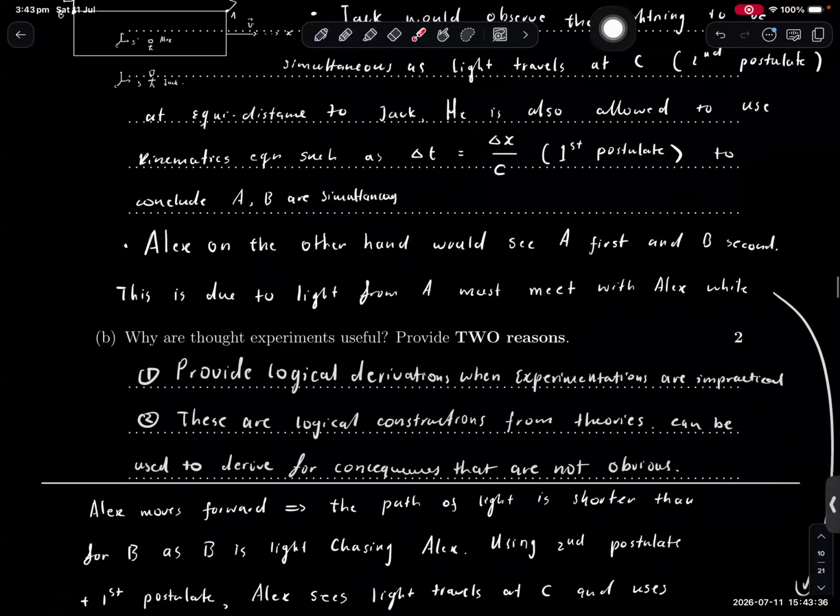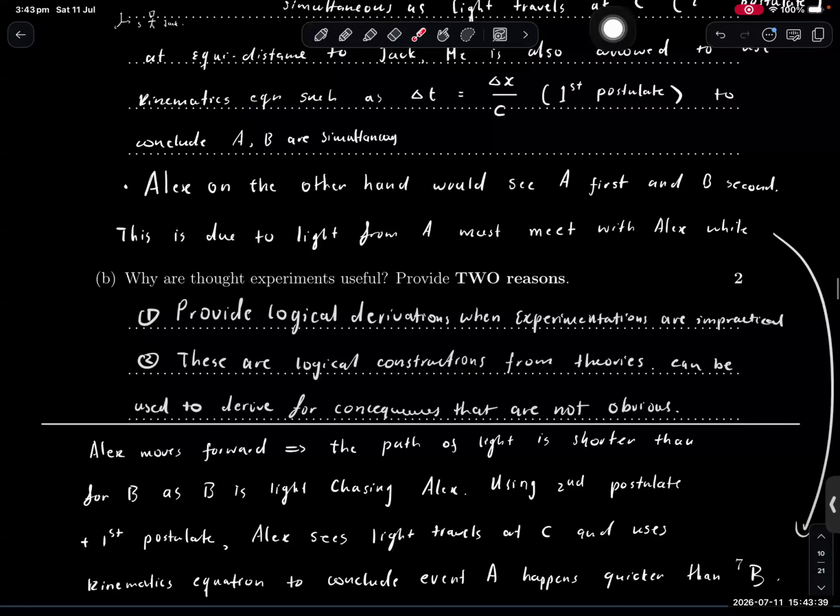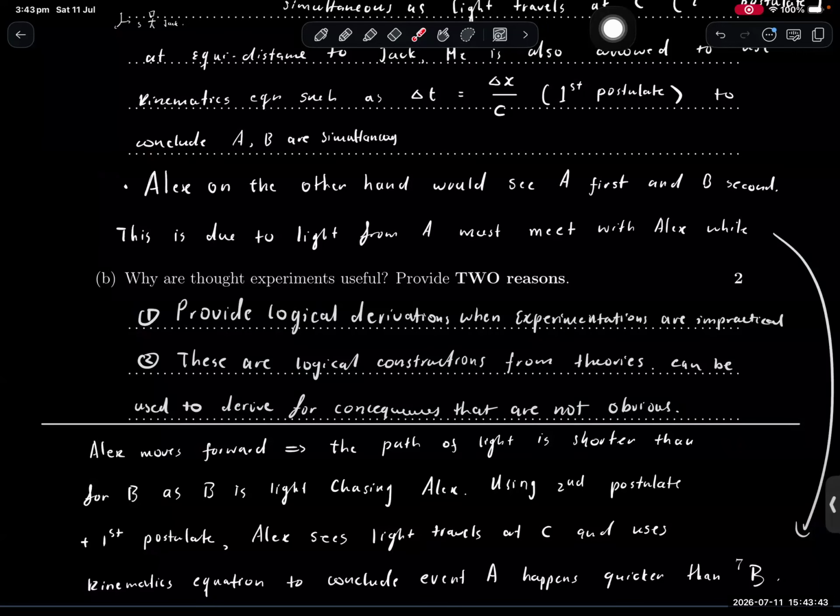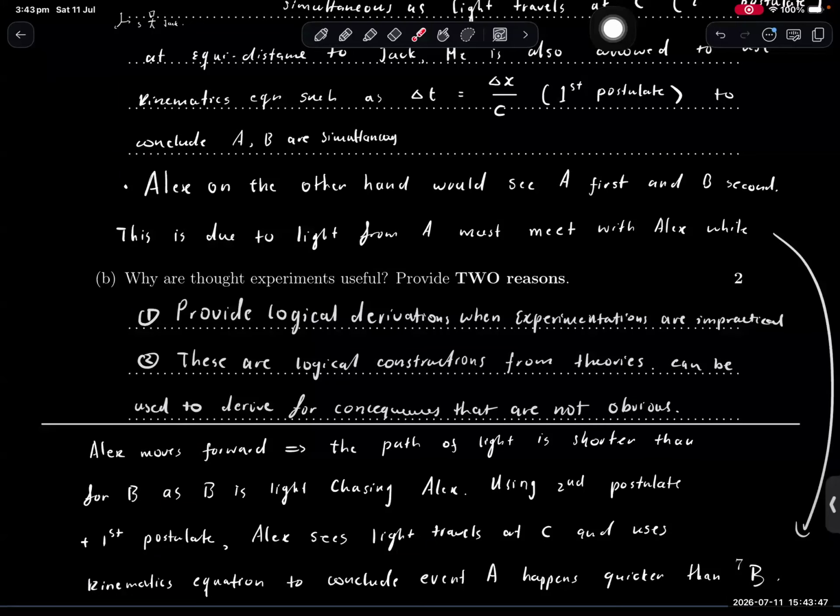Okay, and then question B says, why are thought experiments useful? Provide two reasons. So thought experiments are useful because they provide logical derivation when experimentation is impractical, or you can still derive from abstract postulates.